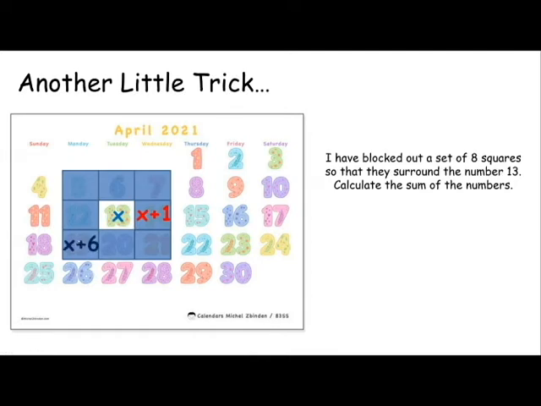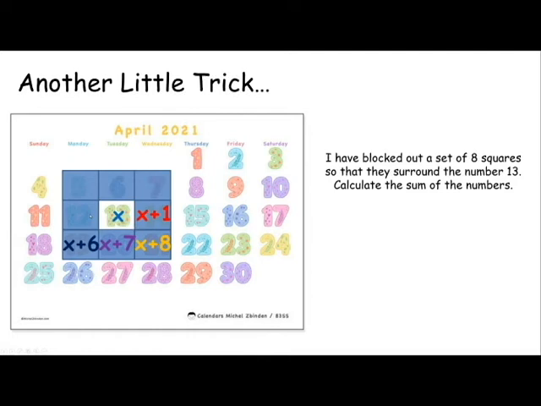How does x plus 6 sound? It's always going to be 6 larger than the middle. How about the 20? X plus 7. And the 21 would be x plus 8, because 21 is 8 bigger than 13.